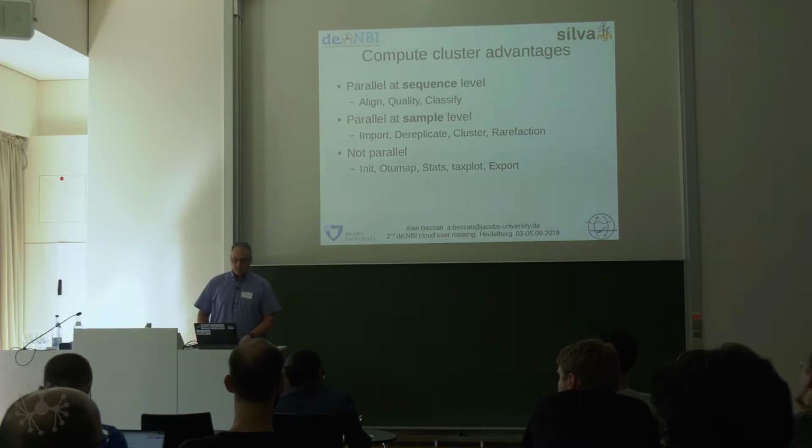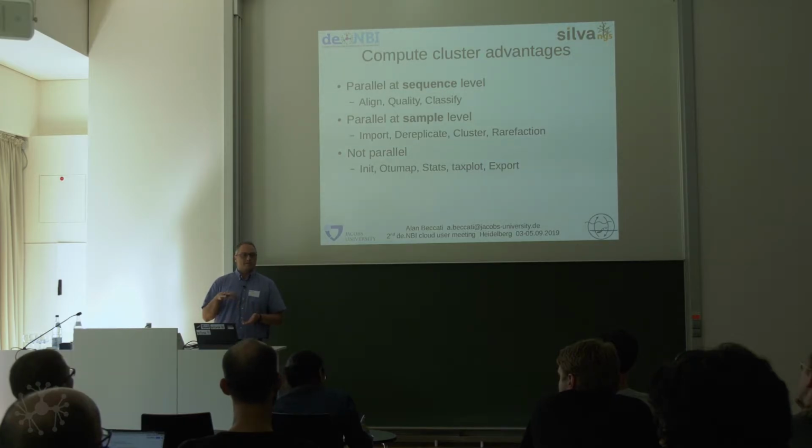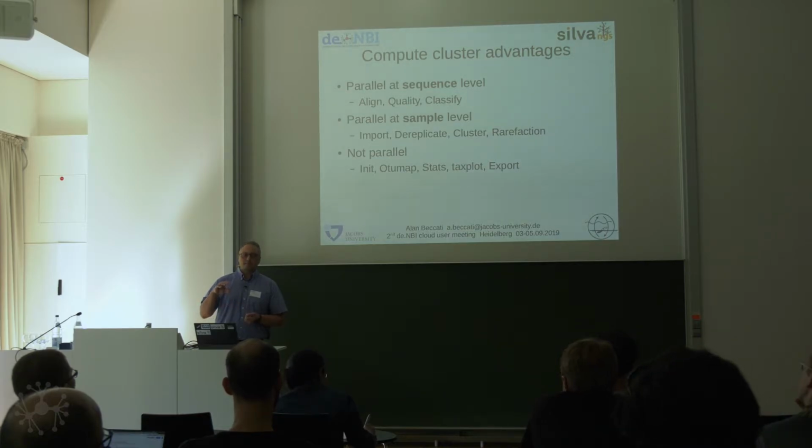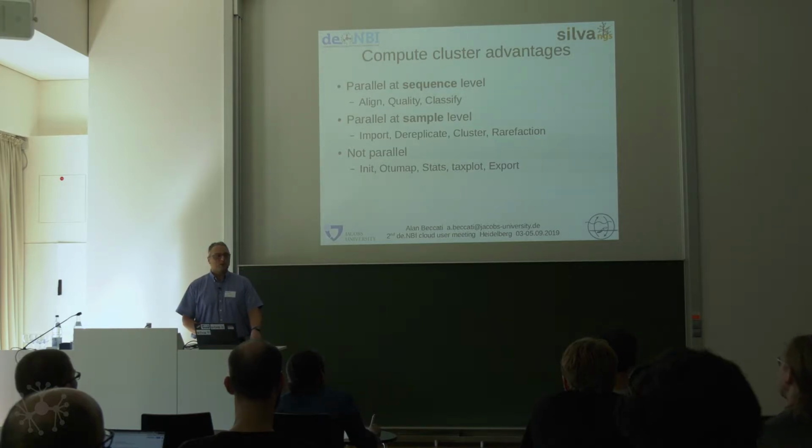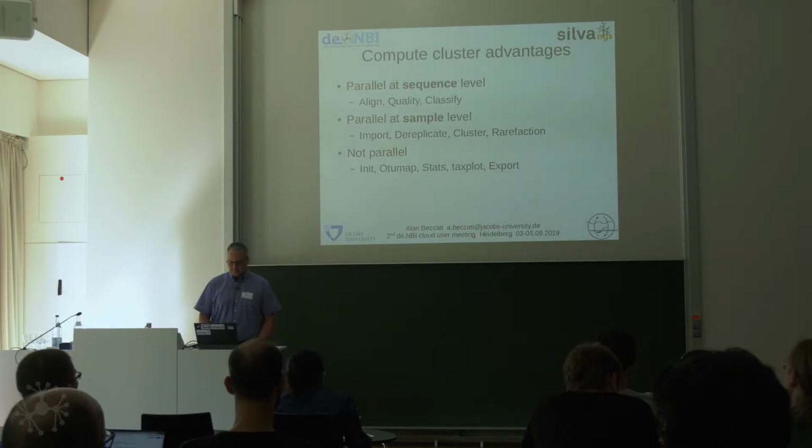Then the import, replicate, cluster, and rarefaction modules can be parallelized only at sample level. So for each sample that the user provided, we can run one of these modules on a compute node to process the data. And finally, there are steps that are not parallel at all, and only one compute node will be used for these steps for a single project.